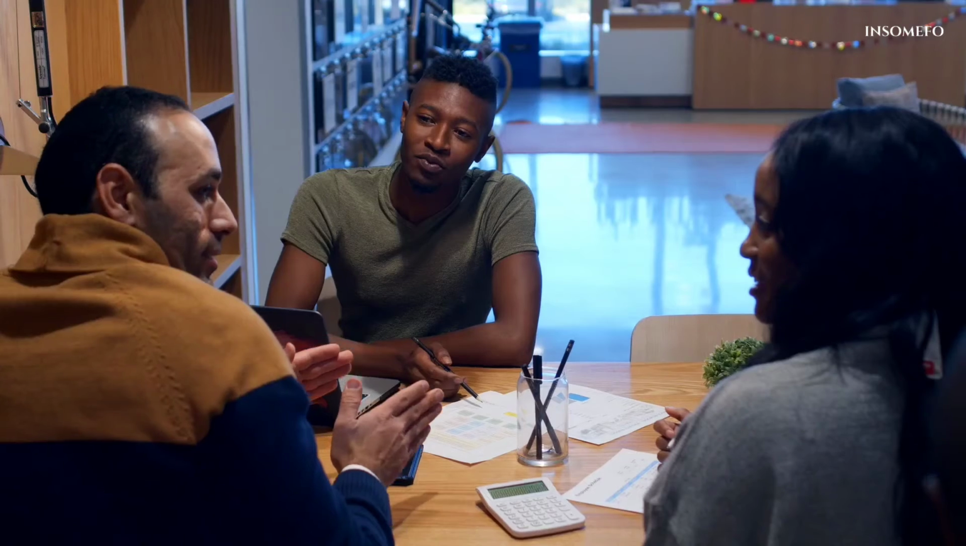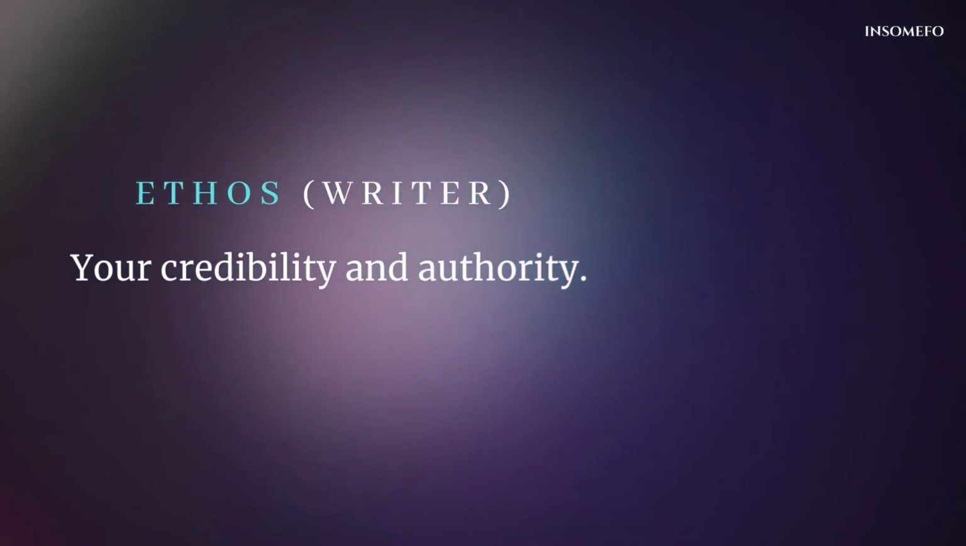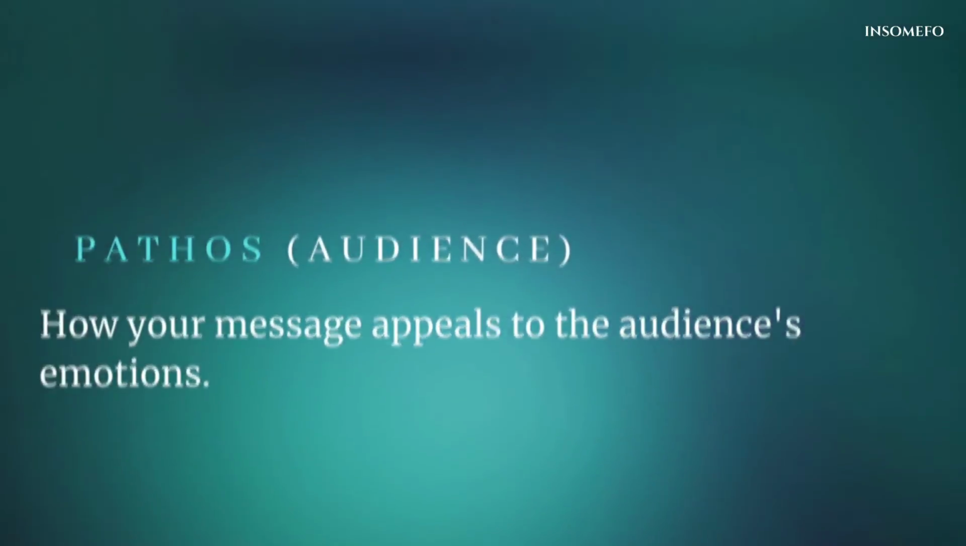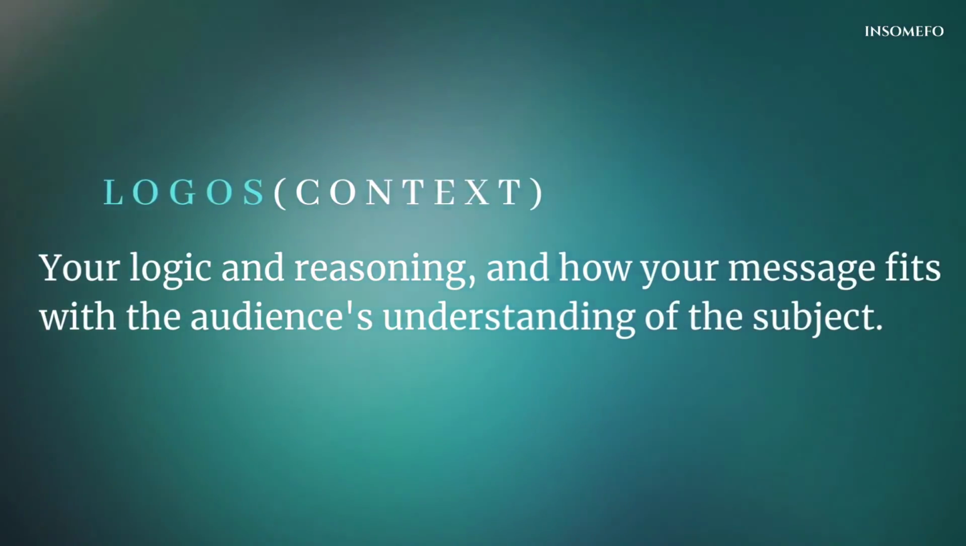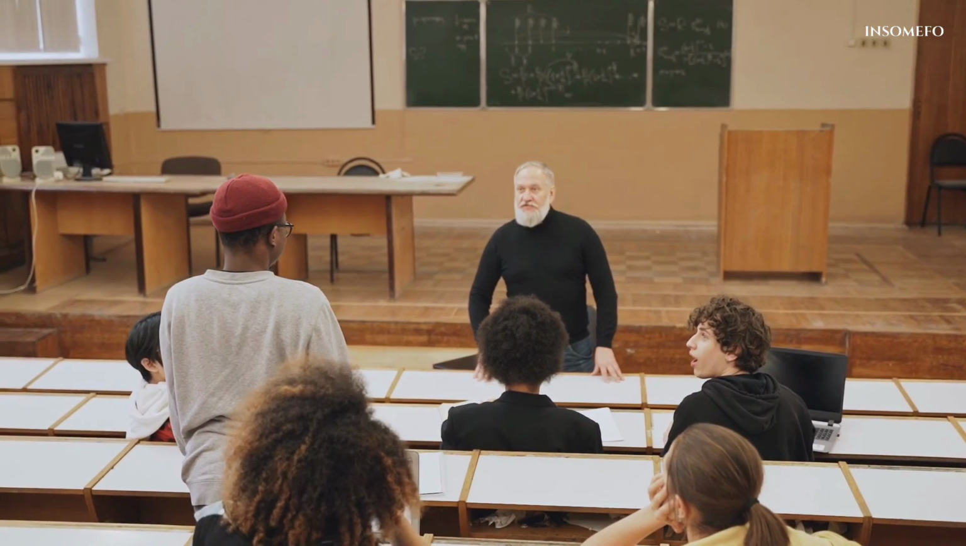Key points. Making persuasive arguments is not always easy, but you can give your message far greater impact by keeping in mind the three elements represented by the rhetorical triangle. They are ethos, your credibility and authority; pathos, how your message appeals to the audience's emotions; logos, your logic and reasoning, and how your message fits with the audience's understanding of the subject. By paying attention to these points, you can ensure that your audience receives your message in the way that you intended, and it can help to address any concerns before they even have a chance to surface.